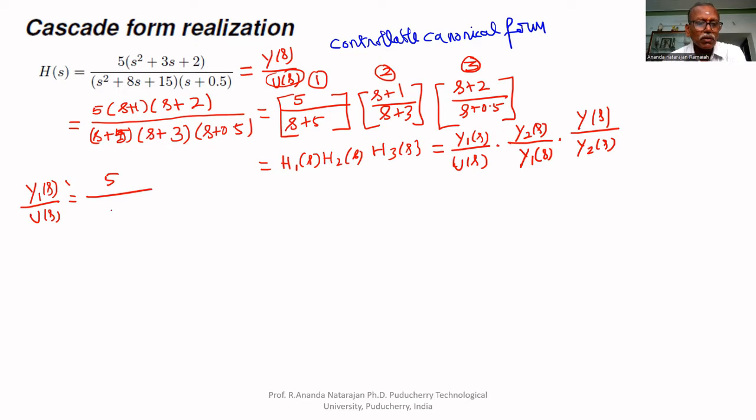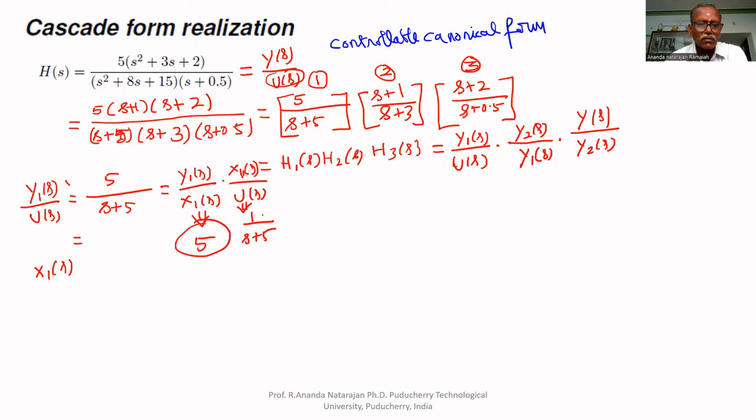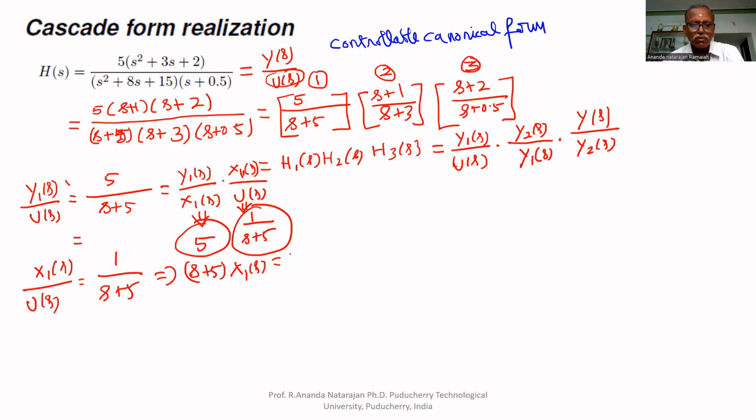That is equal to 5 upon S plus 5. For controllable canonical form, we will assume that Y1 of S upon X1 of S multiplied by X1 of S upon U of S, where Y1 of S upon X1 of S is assumed as 5 and X1 of S by U of S is assumed as 1 by S plus 5. So X1 of S upon U of S equal to 1 upon S plus 5. If you cross multiply, you will get S plus 5 X1 of S equal to U of S.